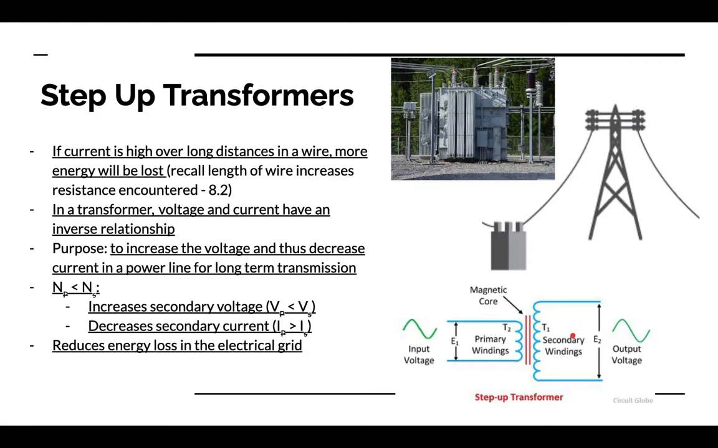And that's going to result in a decreased secondary current. Secondary being this part right here, primary being this part right here. So our secondary voltage is going to be higher than our primary voltage, and as a result, our secondary current is going to be lower than our primary current, okay? So basically, the number of coils dictates the voltage. The greater number of coils compared to the primary side, the greater the voltage, okay? And as a result of the voltage increasing, the current decreases, and this reduces energy loss in the electrical grid.